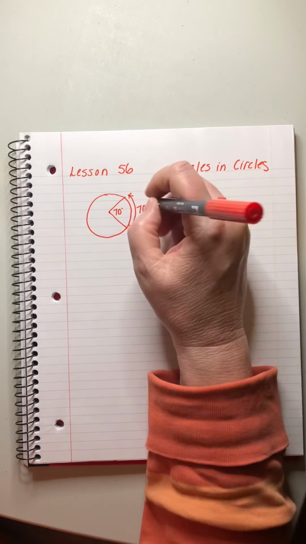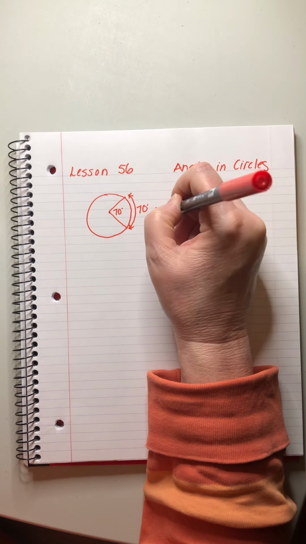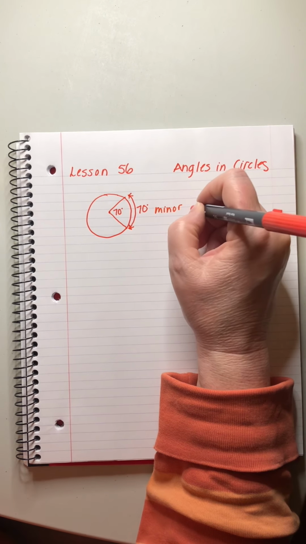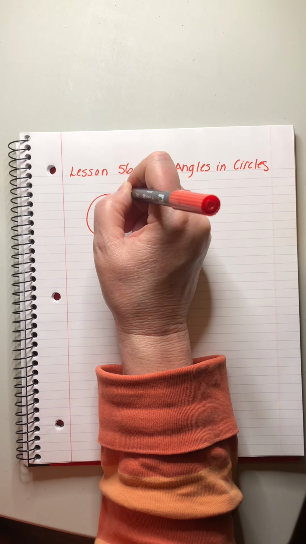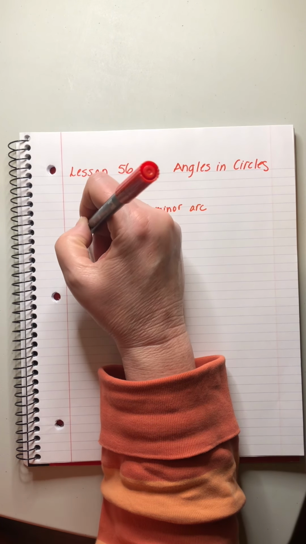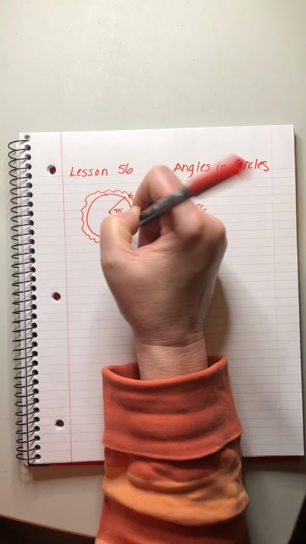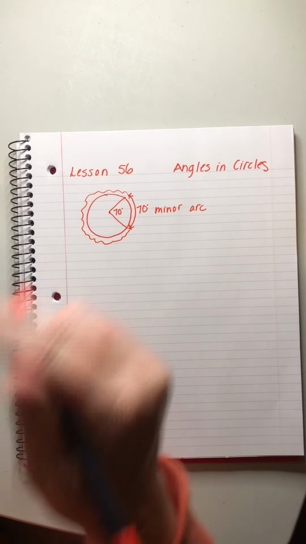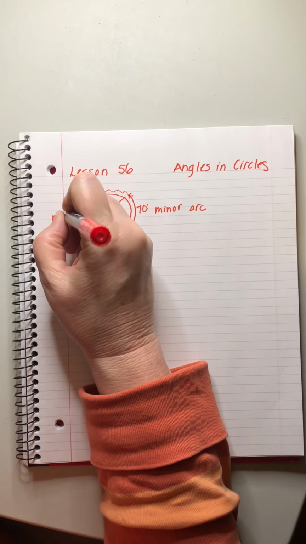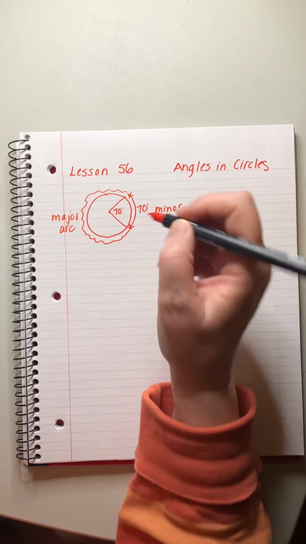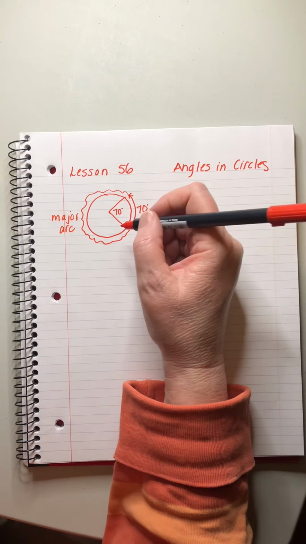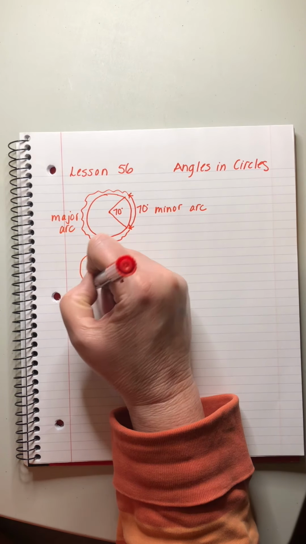We call this the minor arc, and we call all of this side, I'm making it squiggly to make it distinctive, it looks like a bad picture of a fried egg, the major arc, because it's bigger, okay? Minor arc, major arc.